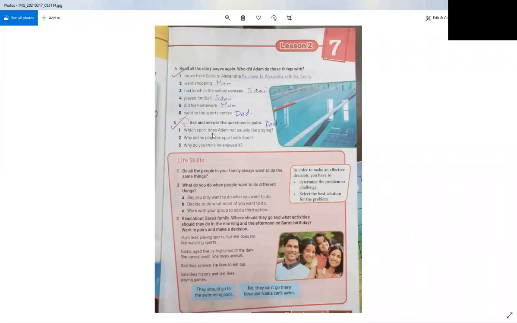We have some extra questions here in exercise number 5. Ask and answer the questions in pairs. Which sport does Adam not usually like playing? Of course, he said that he didn't like to play football. Number 2, why did he play this sport with Sammy? Because Sammy's brothers wanted to play with him.